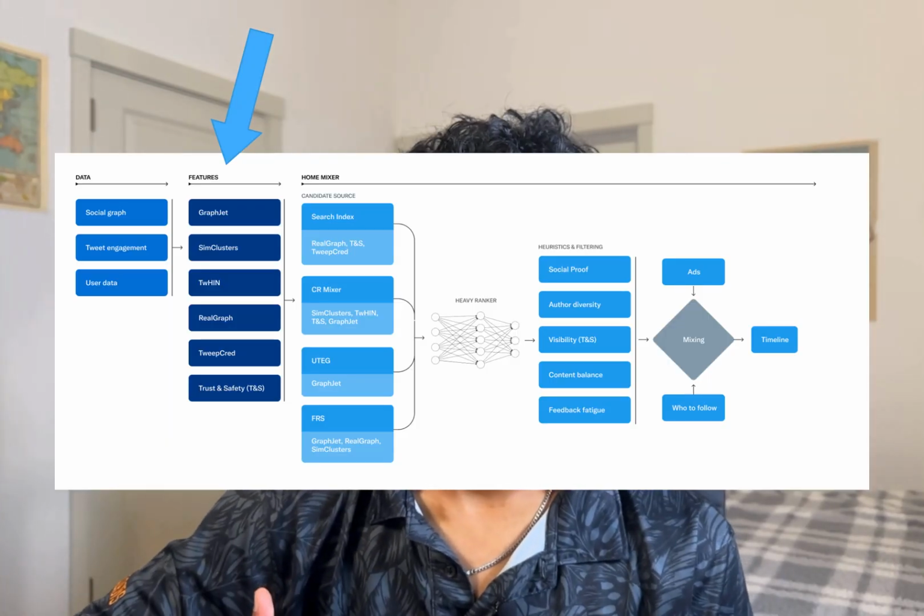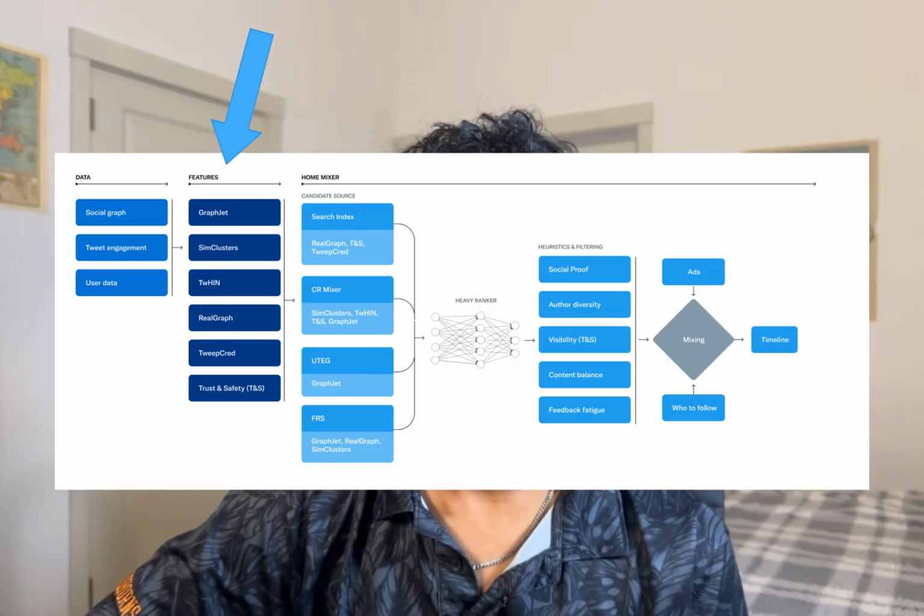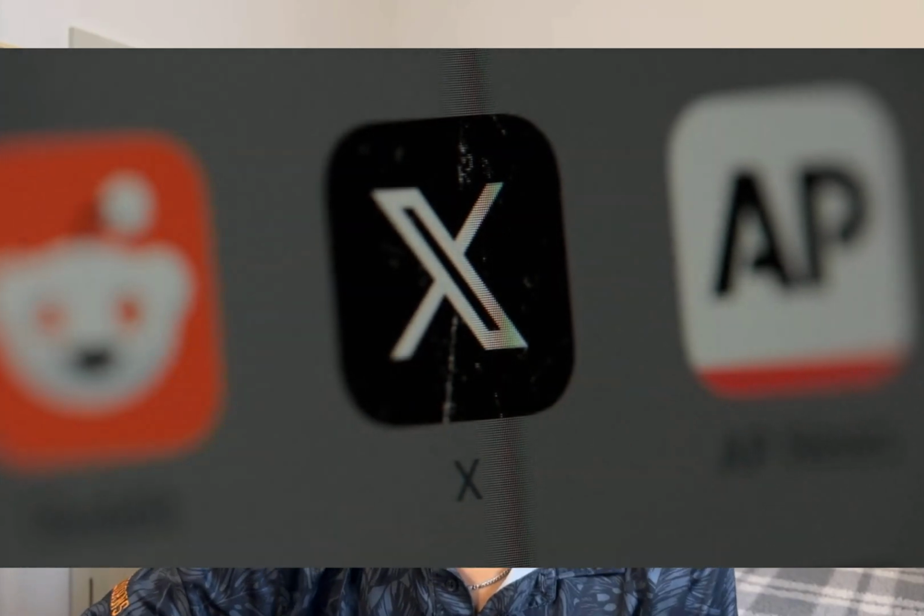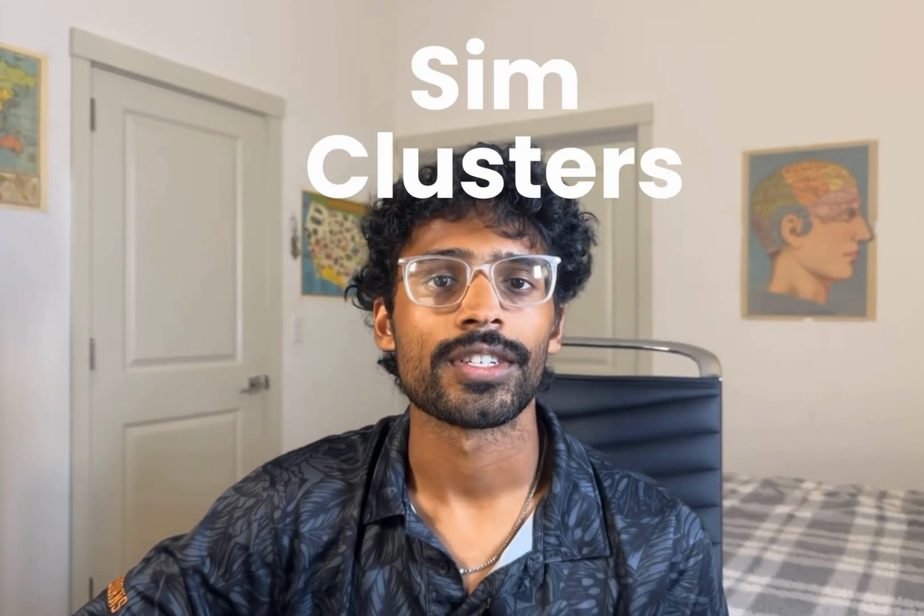The second phase is making sense of it all. That raw data that X is always collecting about you needs to be organized. The For You algorithm uses smart tools to do this. One key tool is SimClusters. Think of SimClusters as an organizer in a high school cafeteria. It'll organize each person into their own table by interest. So you can think of interest groups like sports fans, bakers, software developers, and thousands of other tables that are made and organized by the SimClusters tool.